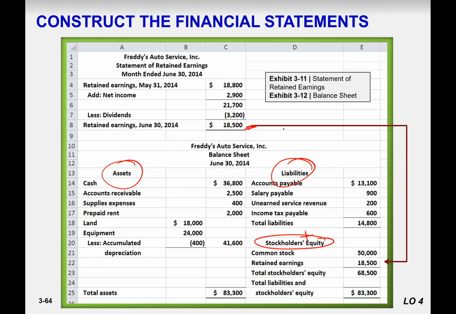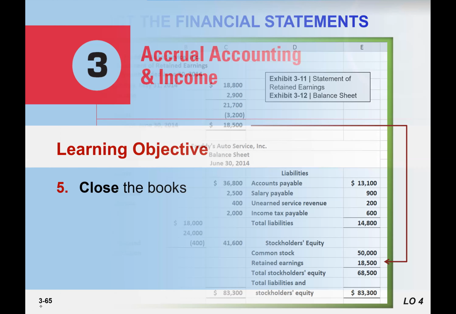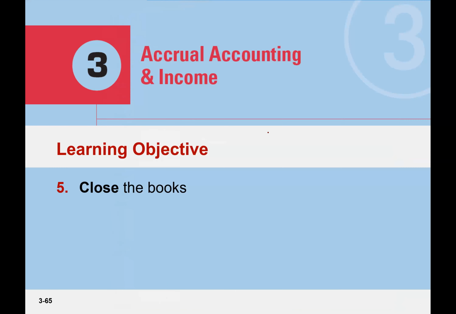This balance will go to this. That is the link, right? Okay, now close the books. What does it mean, closing of the books? We talk about adjusting entries. First of all, we talk about recording.